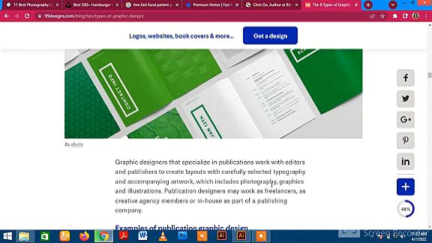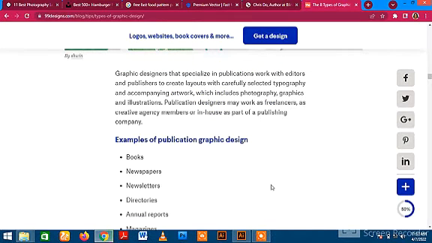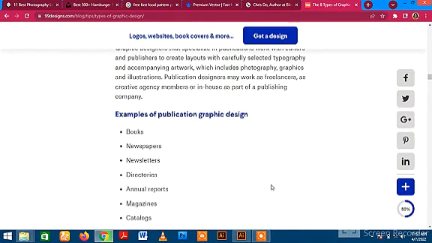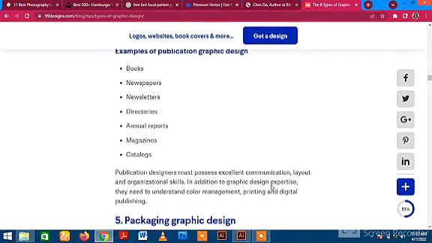Okay, so let's move on. What are the types of publication graphic design? As I said, books, newspapers, newsletters, directories, annual reports, magazines, catalogs. So let's move on to the next one.